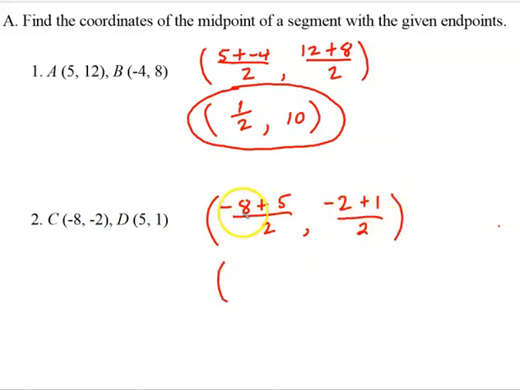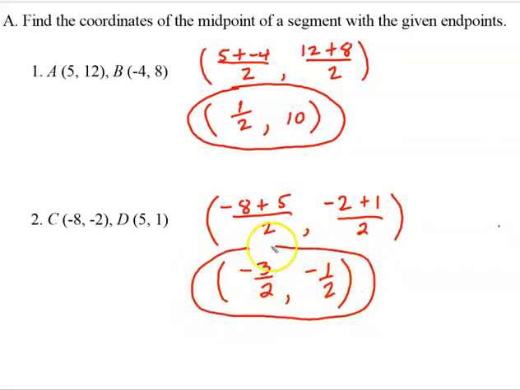So to get the x-coordinate, -8 plus 5 is -3/2, or you could have said -1.5. And then the y-coordinate is going to be -2 plus 1, which is -1, so -1/2. All right, so you're going to get some practice with these midpoint formulas for the number line and for the coordinate plane.